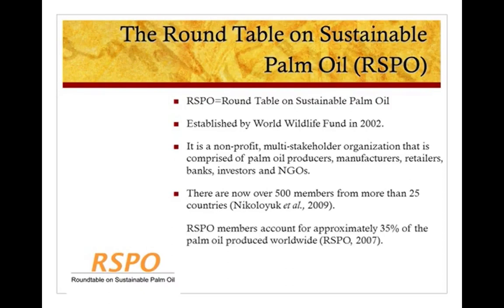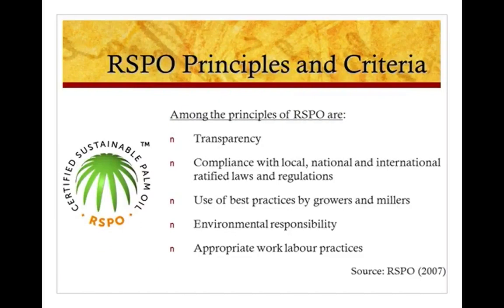RSPO members account for approximately 35% of the palm oil produced worldwide as of 2007, and that's only grown, and I'll give you some data on that. So in 2007, more than a third of palm oil production was affiliated with this Roundtable on Sustainable Palm Oil. So that's the good news. Now, among the principles of RSPO are transparency, compliance with local, national, and international ratified laws and regulations, use of best practices by growers and millers, environmental responsibility, and appropriate labor practices.